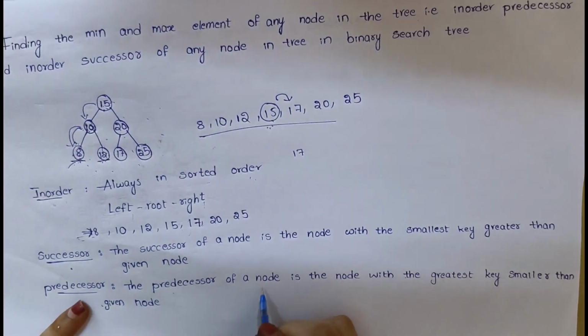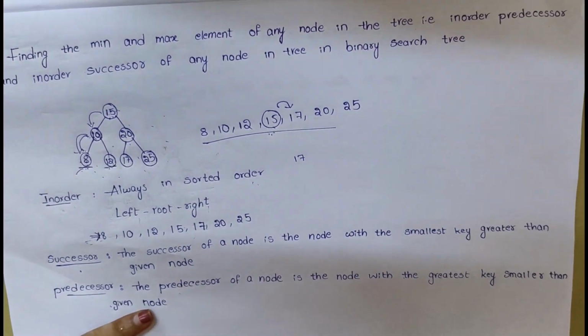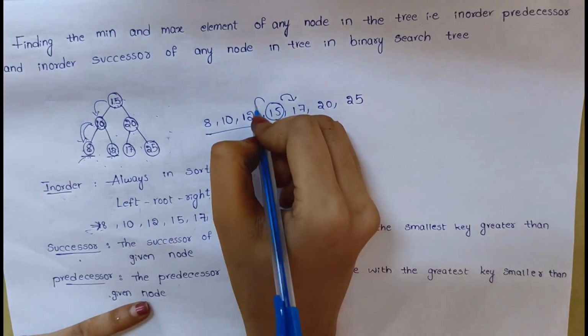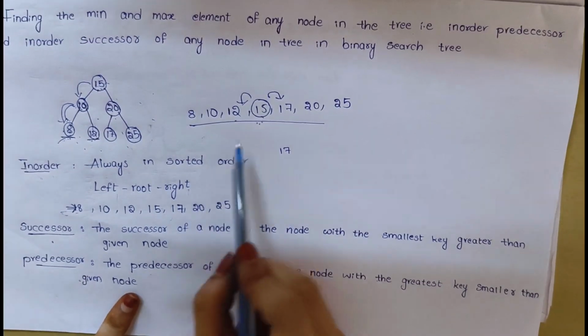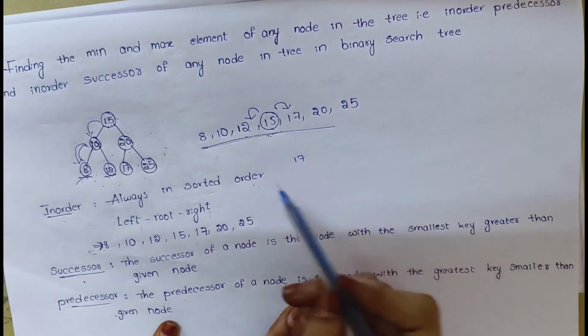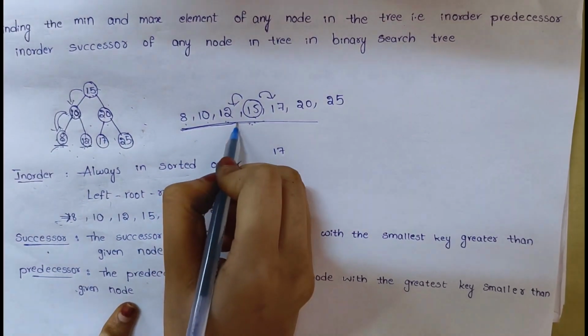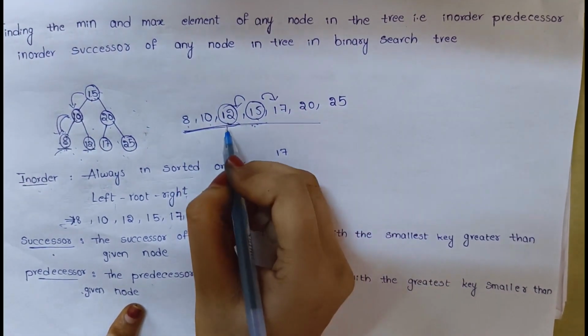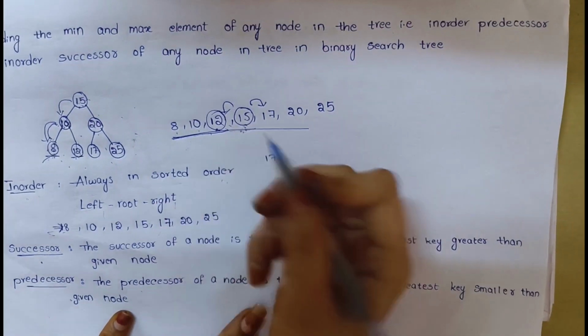Predecessor: the predecessor of a node is the node with the greatest key smaller than the given node. For 15, 12 will be the predecessor. Means in the given inorder, we see 10, 8, 10 and 12. Among these, 12 is the greatest, and it is smaller than 15. So 12 will be the predecessor.